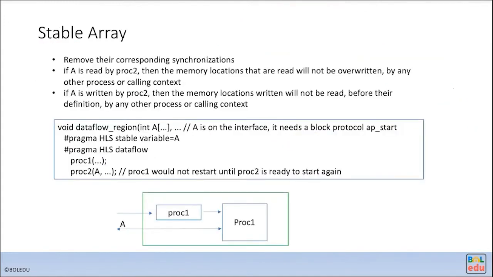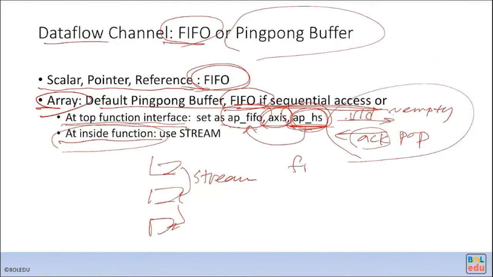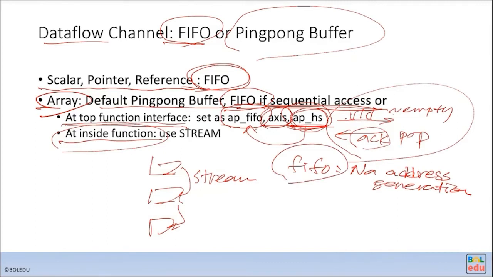I want to ask which causes less area, the FIFO or the ping pong buffer? Less area? Definitely FIFO. Because of a few things. First thing is FIFO has no address generation logic. And second, with FIFO you can arbitrarily specify the FIFO depth.